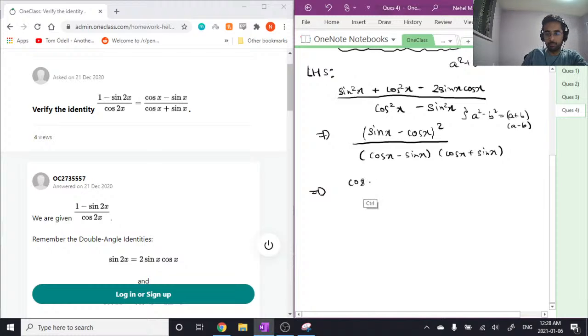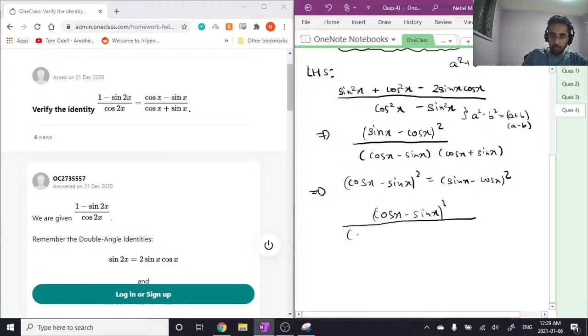cos x minus sin x, cos x plus sin x, and then this term and the numerator term are the exact same. Numerator is of the power 2, so we deduct one power, and we're left with cos x minus sin x over cos x plus sin x, which is nothing but equal to the right hand side. Therefore, hence proved that LHS is equal to RHS.